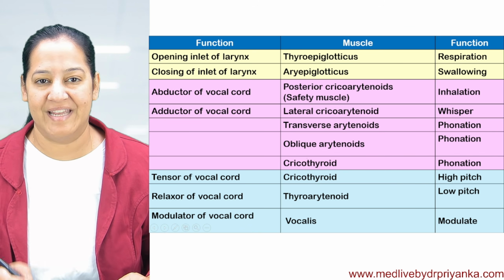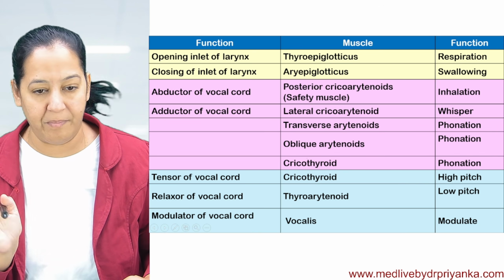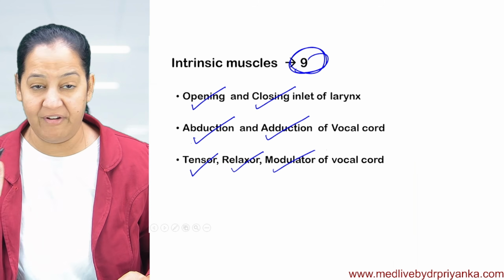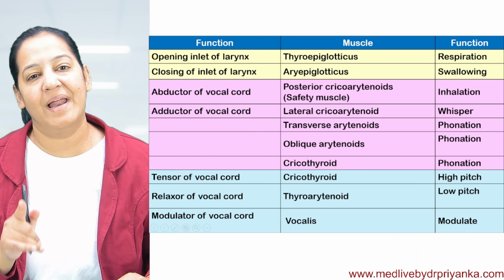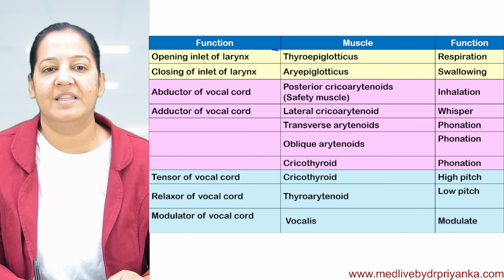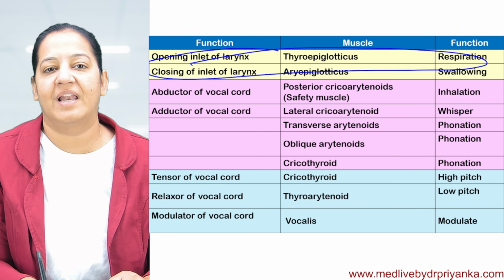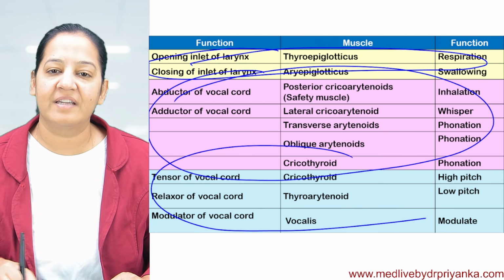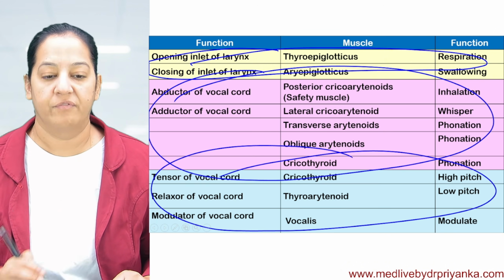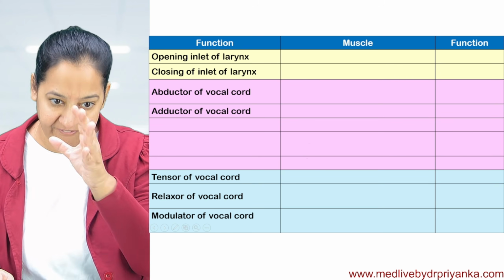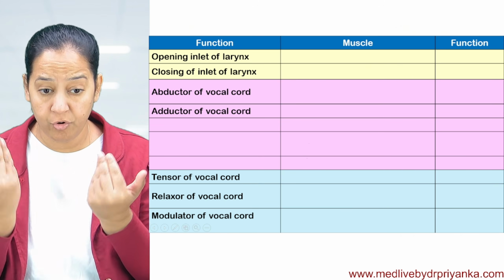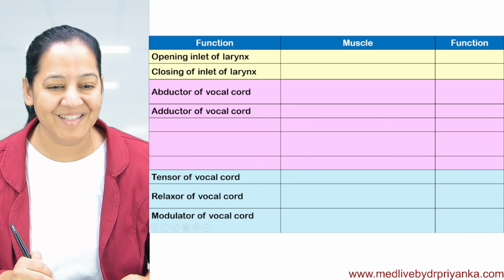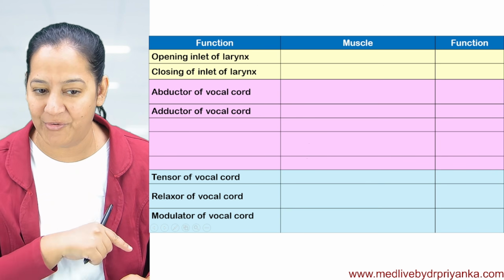So one by one we will take them. The answer is in front of you, but don't mug it up. I will explain each and every function of these muscles. So let's divide them into 3 categories. These are the opener and closer of the larynx. These are the adductor and abductor of the vocal cord. These are tensor, relaxer and modulator of the vocal cord. I will fill this table with you, so take out your notebook and pen and start filling this table with me right now.